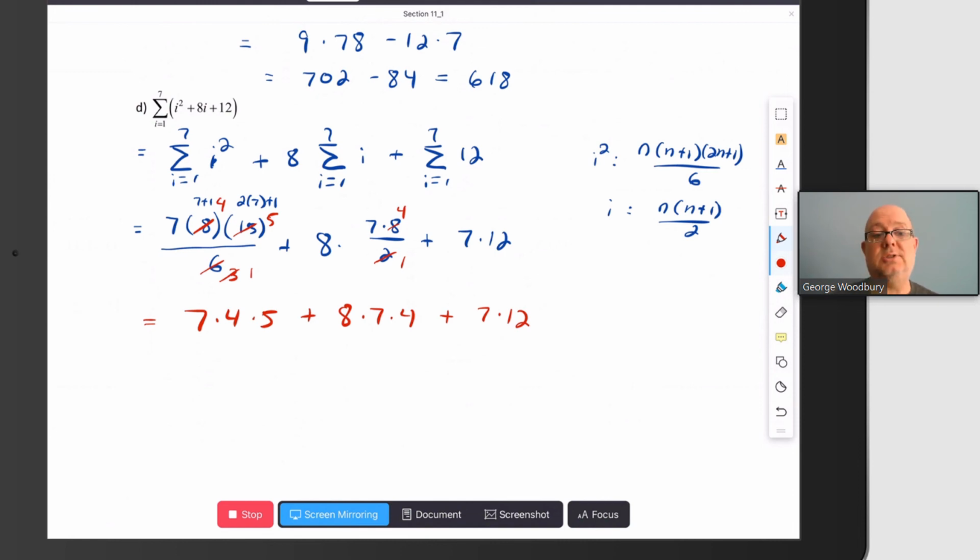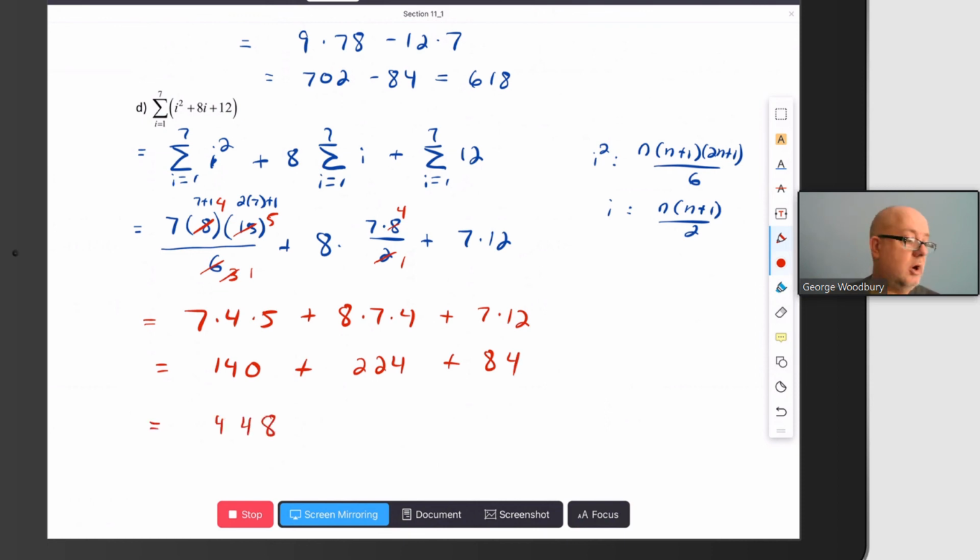And these I can actually do without the calculator. In the first term, I know 4 times 5 is 20, and 20 times 7, that would be 140. The next one's a little more challenging. 8 times 7 is 56, times 4, that should be 224. 7 times 12 is 84, and we should get 448.